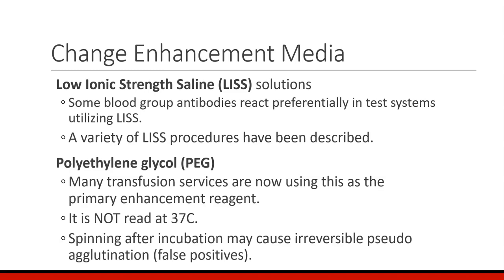So getting yourself out of that routine of spin, read, record, immediate spin, incubate, spin, read, record, 37, wash. To eliminate that spin after the incubation is very difficult. But once you use it, you develop your routine and you know not to read it. Because if you do, spinning after incubation may cause irreversible pseudoagglutination, a false positive. And after doing that a couple times and having to repeat the procedure from scratch, the memory mark is made.